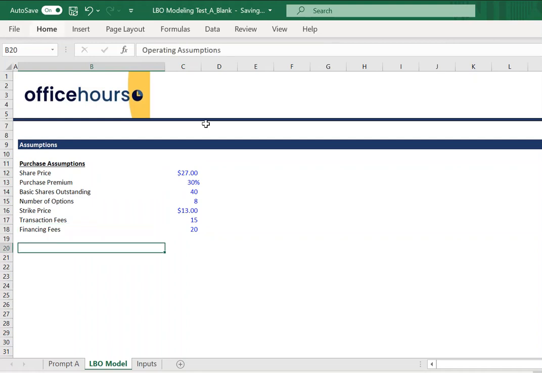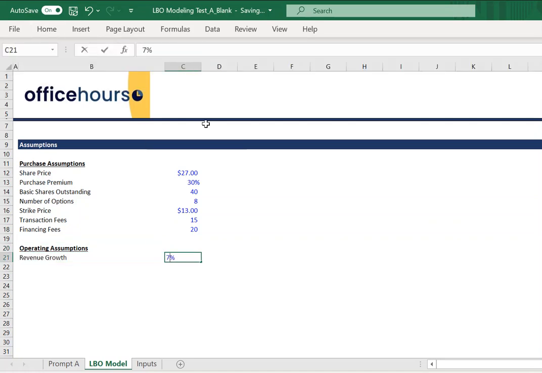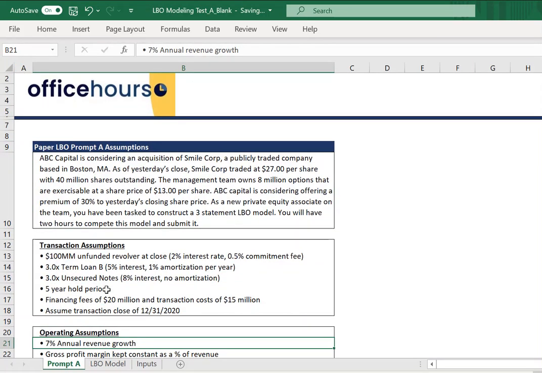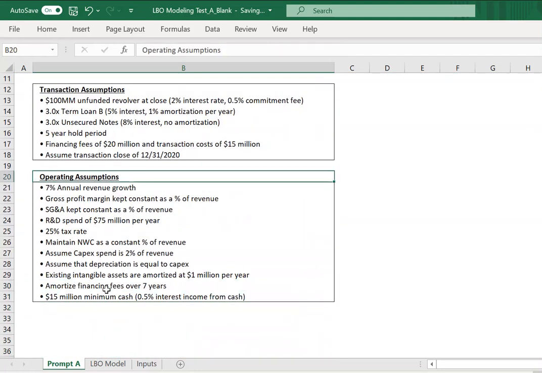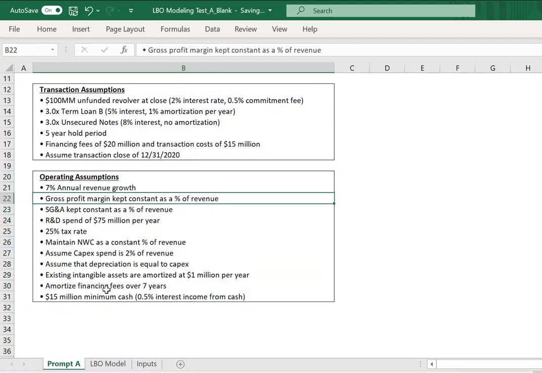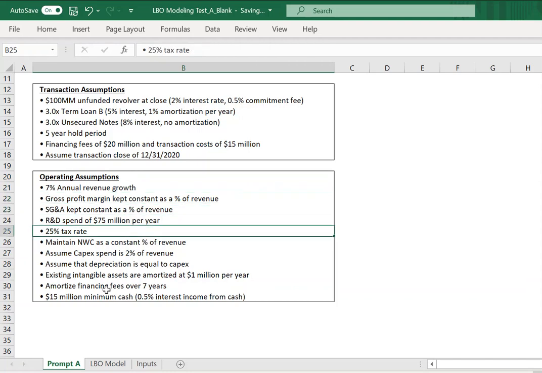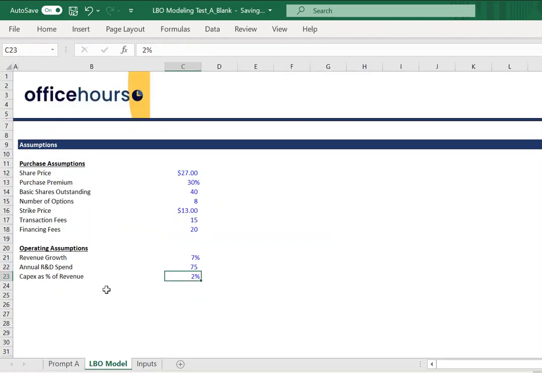Now let's go ahead and write down our operating assumptions, which will impact the projections. Starting with revenue growth, 7% revenue growth, annual R&D spend is 75, CapEx as a percent of revenue is 2%. This is all coming from the operating assumptions here in the prompt. Basically taking this language, and sometimes this will be provided to you in a separate PDF, sometimes it'll be embedded in the Excel itself. But we can't link to this, so we're going to transcribe it over here.